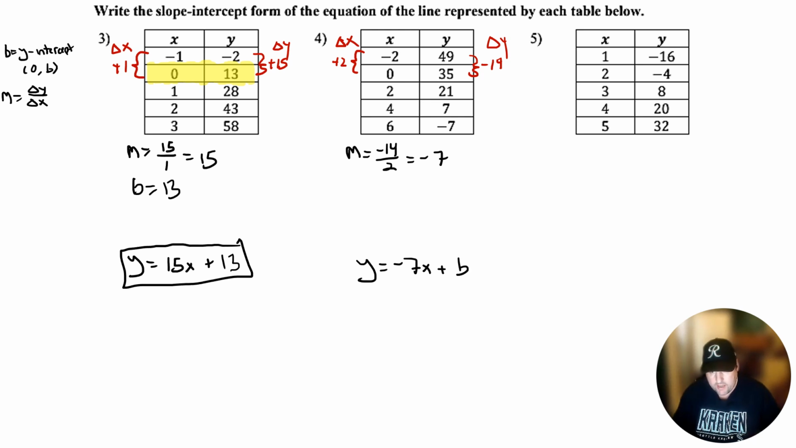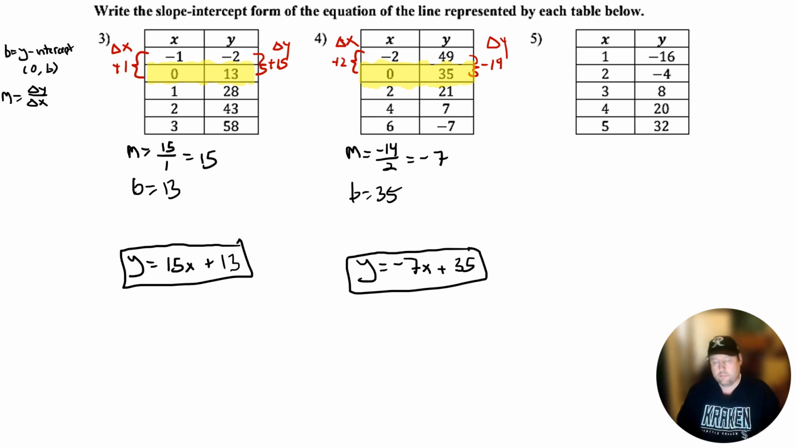Now to find b, we see in my table there is a row when x is 0. So the y value next to it is the b value I want, which would be 35. So I replace the b with positive 35, and there's the equation to my line.